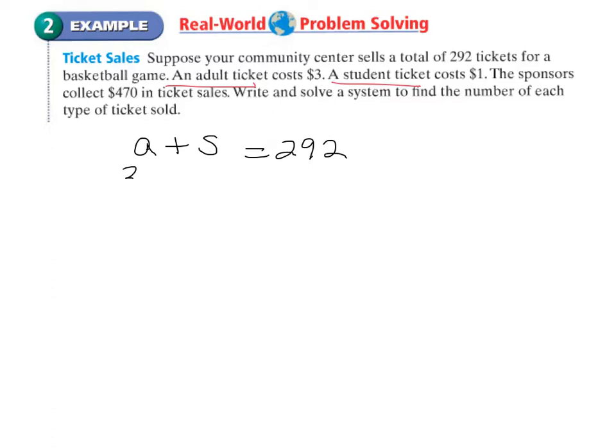Now, adult tickets cost $3 each, so my second equation is going to do with money. So $3 each, plus a student ticket is $1 each, so my coefficient is 1, equals a total of $470. But here's the problem. This is where step 2 comes into play. You'll notice that nothing cancels.